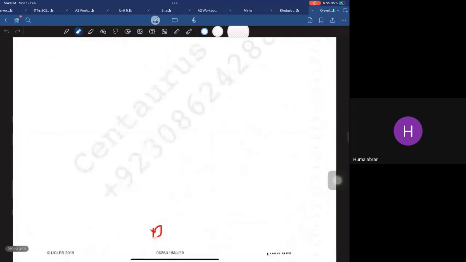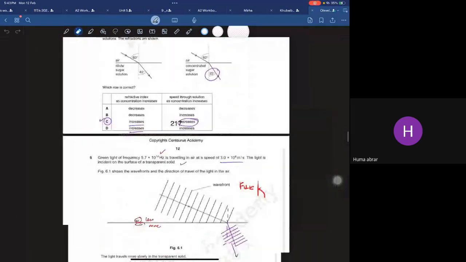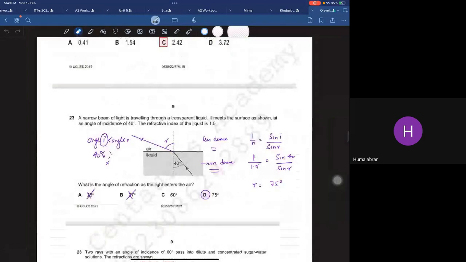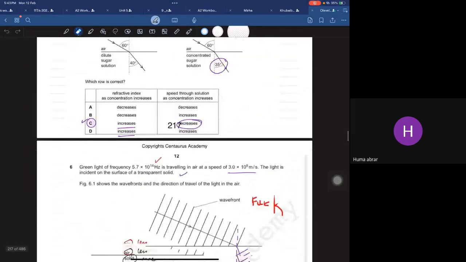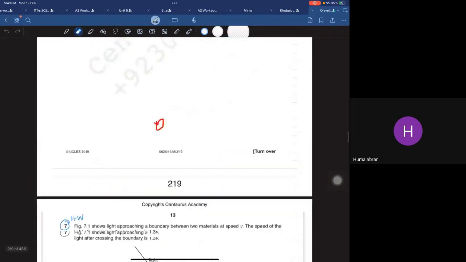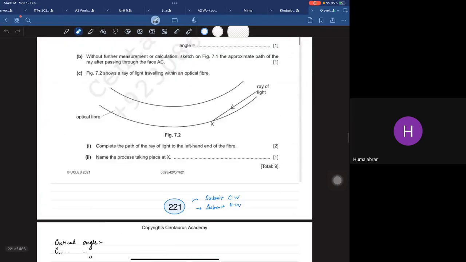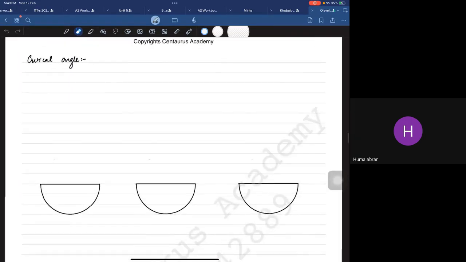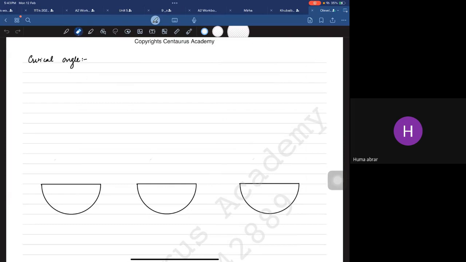Last time we discussed, if you guys remember, sine i over sine r, refractive index and stuff. And then I said we're going to talk about critical angles. Now today our main purpose is to see this one.